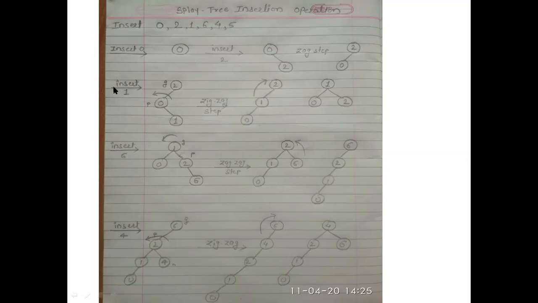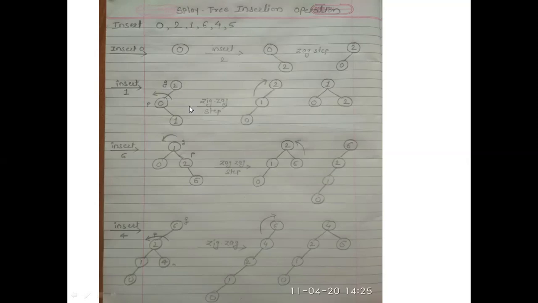Now next step, we have to insert node 1. If you consider this tree, node 1 is less than 2, and node 1 is greater than 0, so we insert node 1 as a right child of node 0. The recently accessed node is node 1, which is the right child of its parent, and the parent is a left child of the grandparent. It means node 0 is the parent and node 2 is the grandparent, so here we have to perform Zig-Zag.